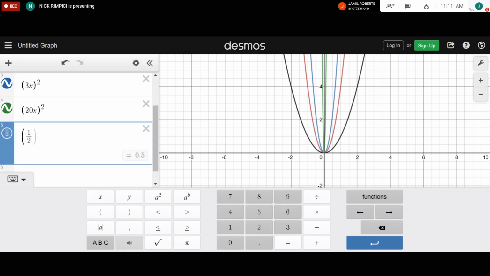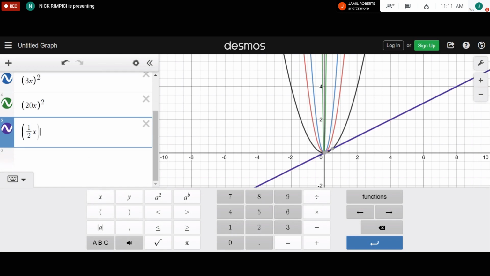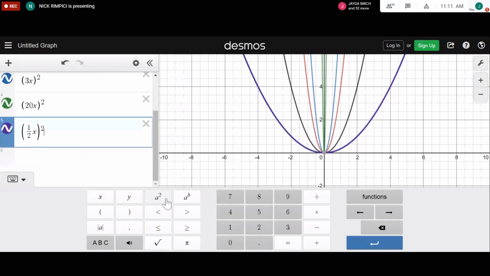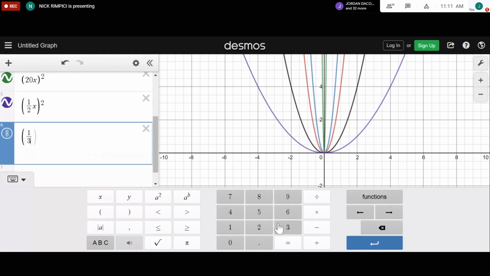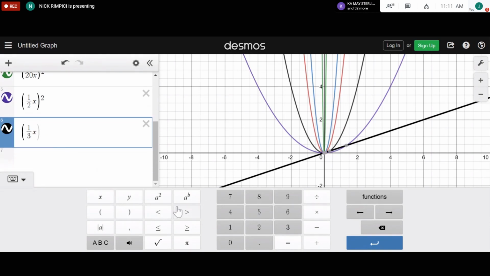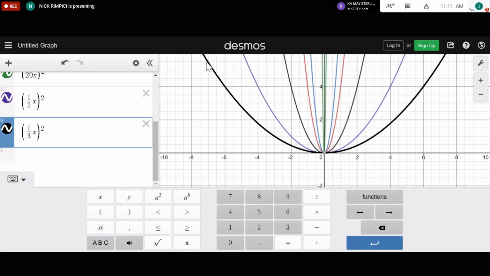1/2 x squared. So you can see that this one is stretched out in the horizontal, okay? Because I used a half. If I do something like a third, it should be stretched out even further because a third is a smaller number. A third x squared. Let's see how that looks. Okay, and now I have another black color again. I guess it ran out of colors. So yeah, this one is stretched out even more.